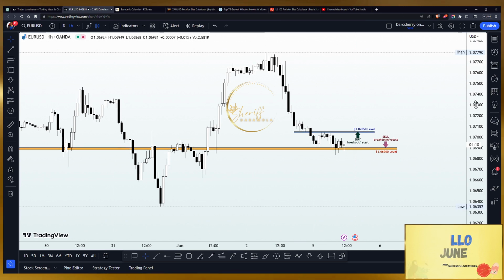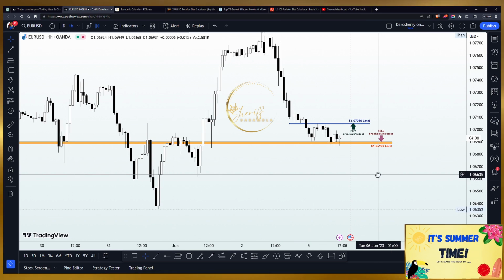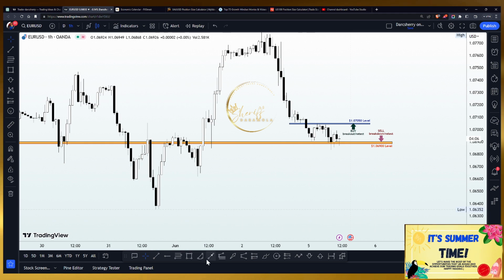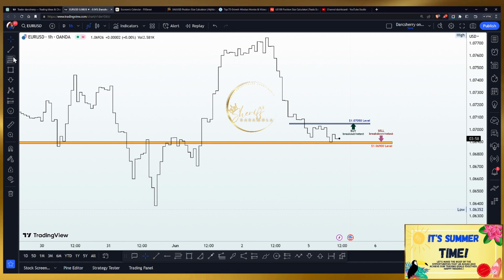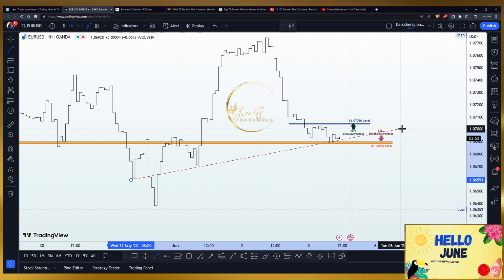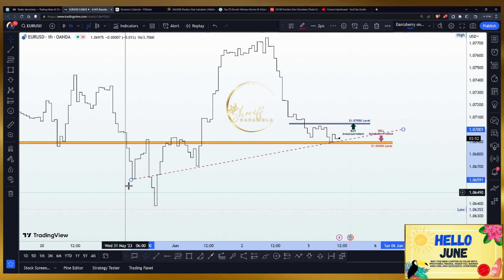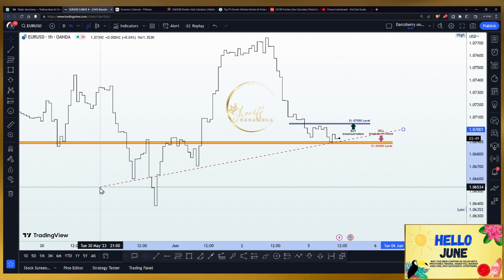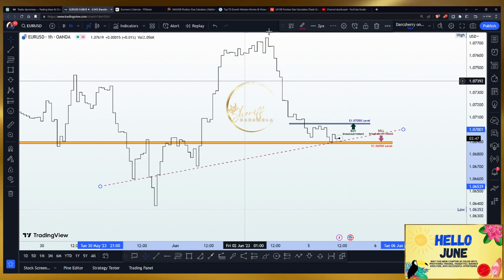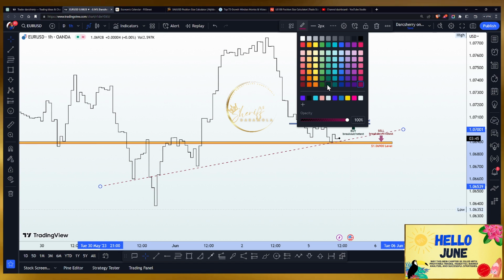Now, in addition to this simple flag channel we have here, I want us to acknowledge the fact that since the midweek of last week, price action has been finding higher lows, and I want to connect that to give us a trend line to work with for this week. So I have a trend line already marked out here. Okay, I'll give this a green color.